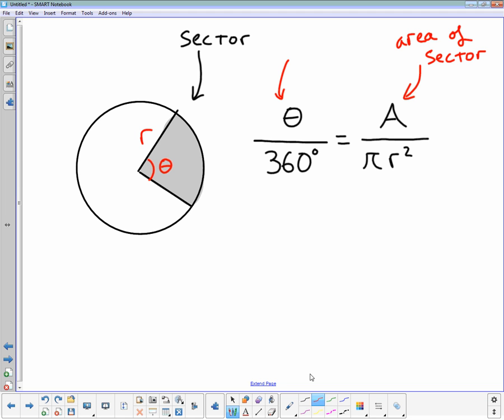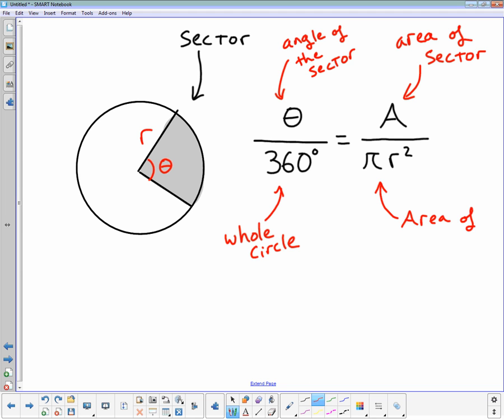This is the area of the sector. And this is the angle of the sector. This is a whole circle. And this is the area of the whole circle. So this is the formula that you're going to be using. And from here, it's just a matter of cross multiplying and solving.